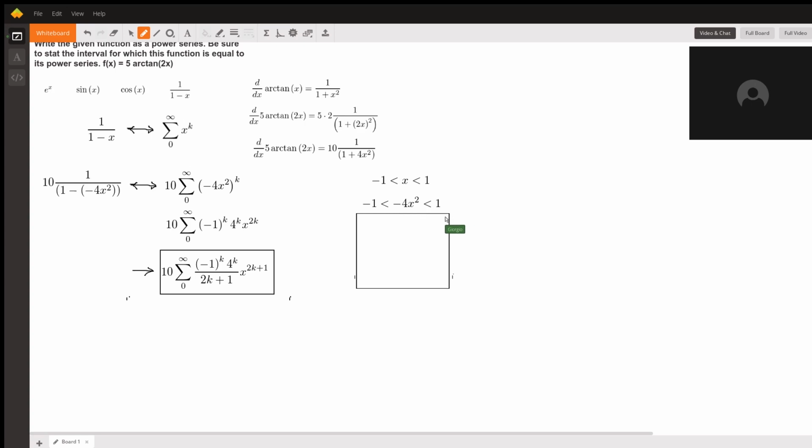And then the next thing we're going to do is solve for x. So we divide by negative 4. And then next we're going to take the square root. But since we have a negative number here, we can't get a real answer. So we're just going to look at this left operator here. So taking the square root, we have x is greater than negative 1/2, or x is less than 1/2. And this is the interval for which the function is equal to its power series.